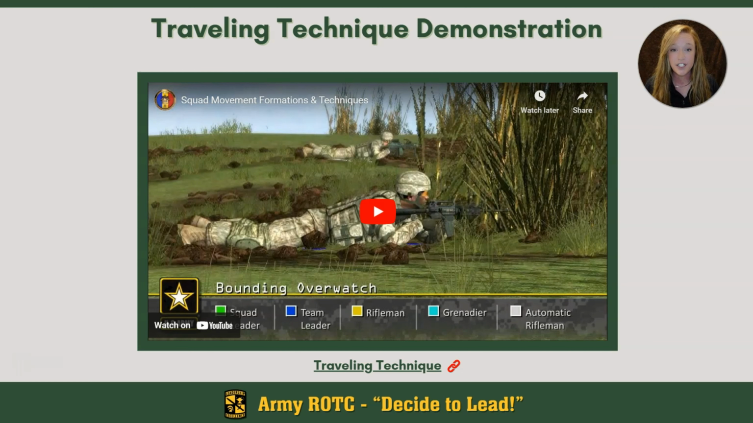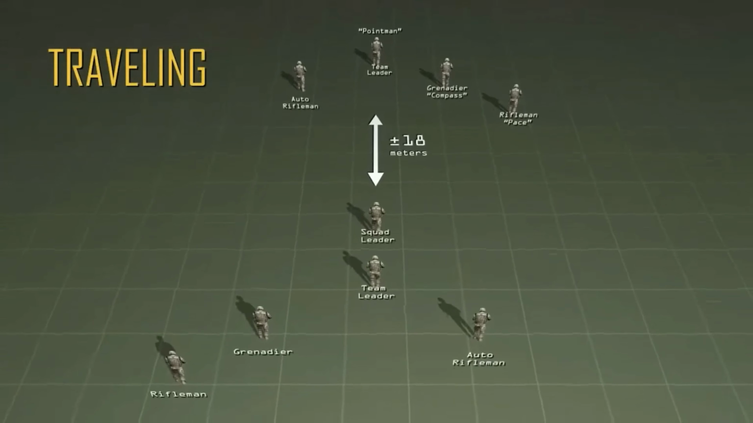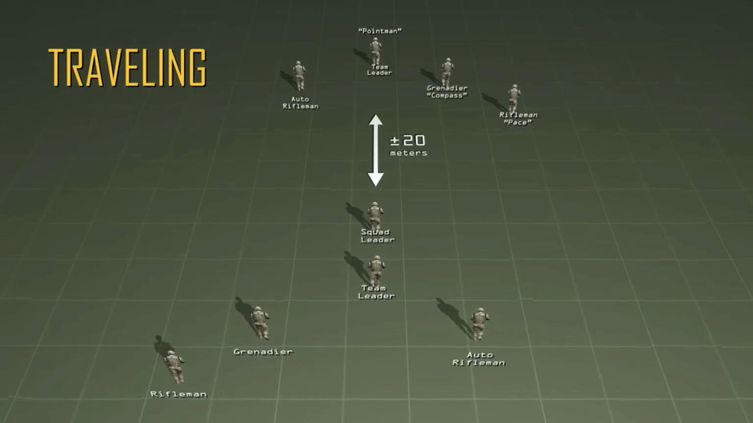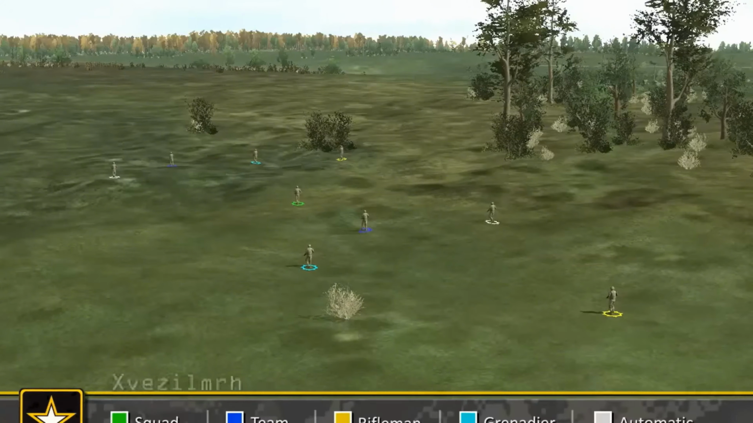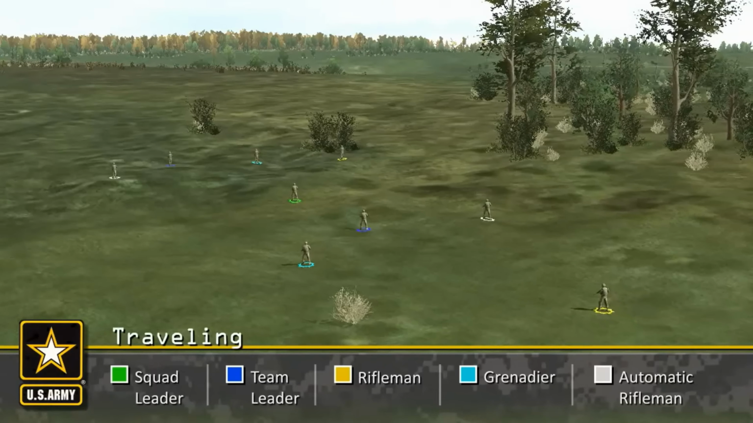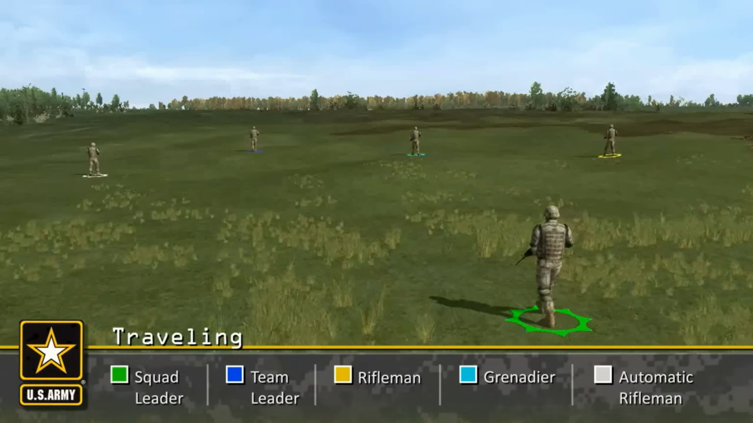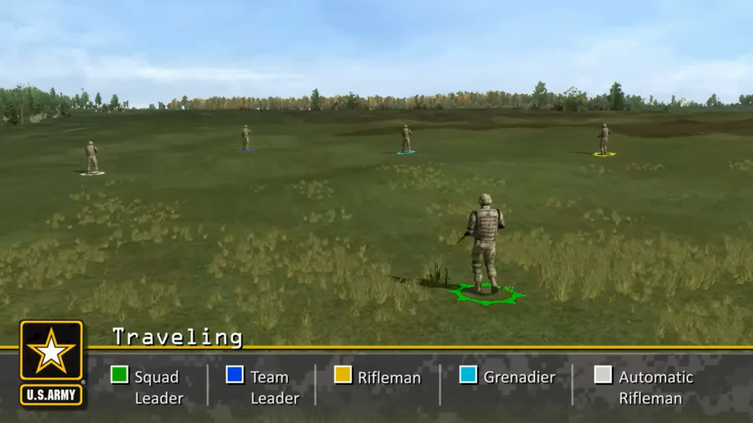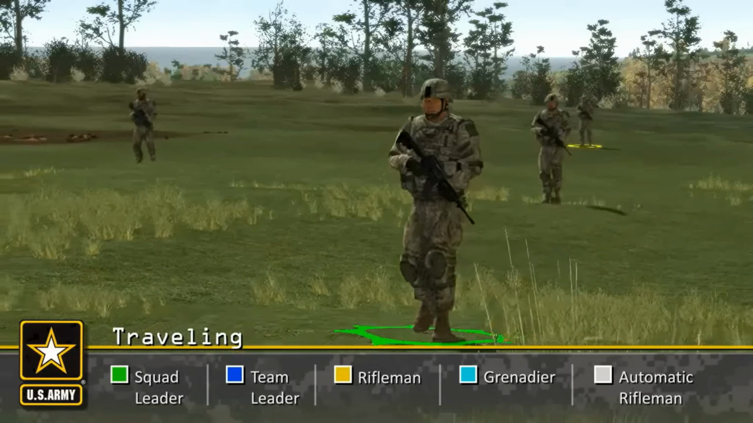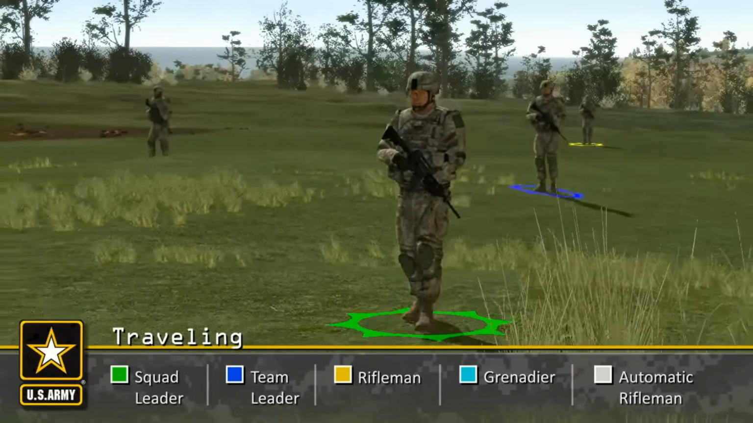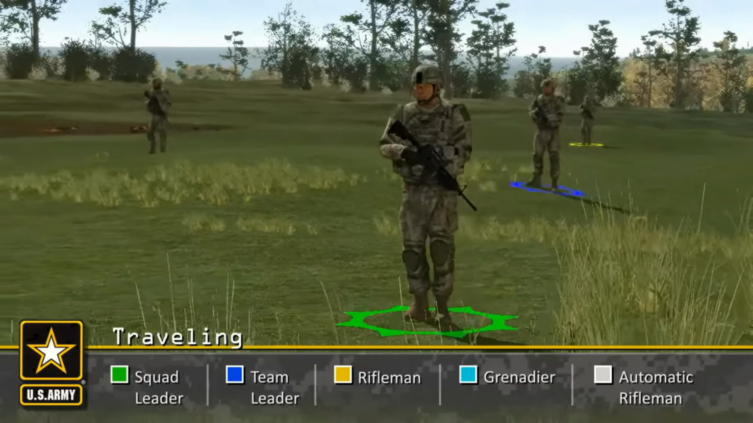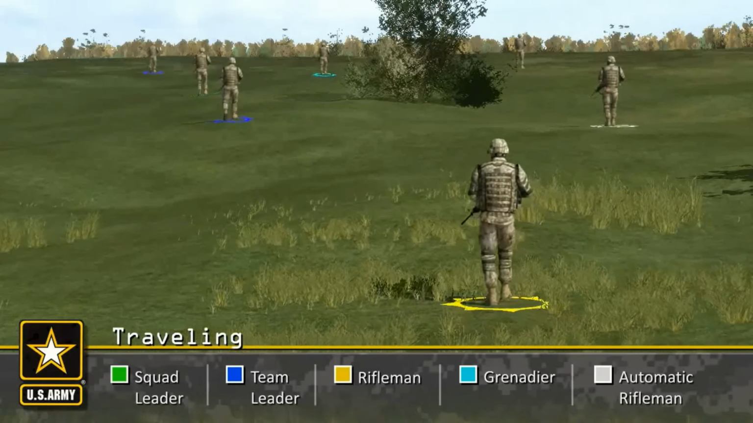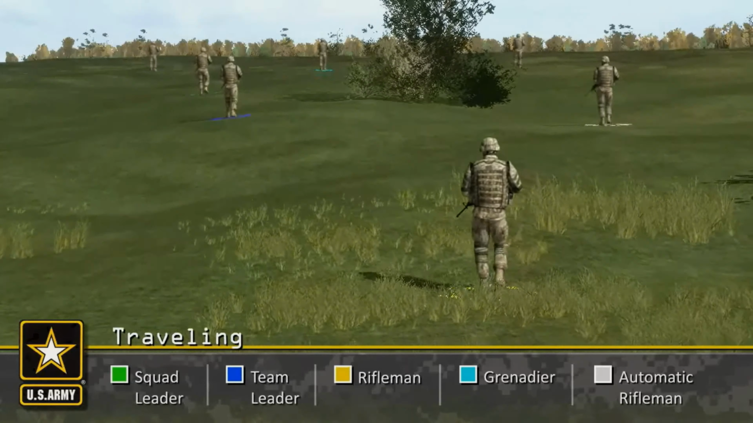So here's a very quick video showing and explaining traveling in just a little bit more detail. The squad traveling formation is used when enemy contact is not likely. The travel technique offers the best speed and control during maneuver, but offers the least dispersion and security because the trail team follows closely behind the lead fire team. Because teams are closer during movement, the travel technique is easier for the squad leader to control. It is not normally used in enemy territory.